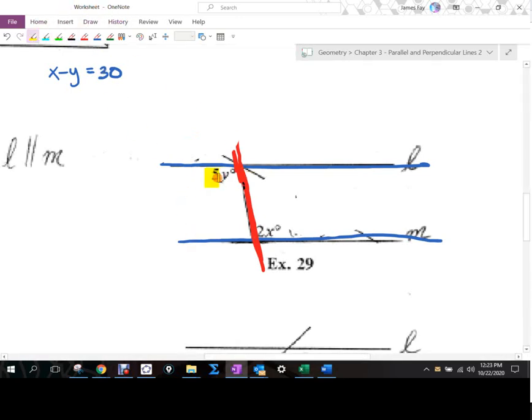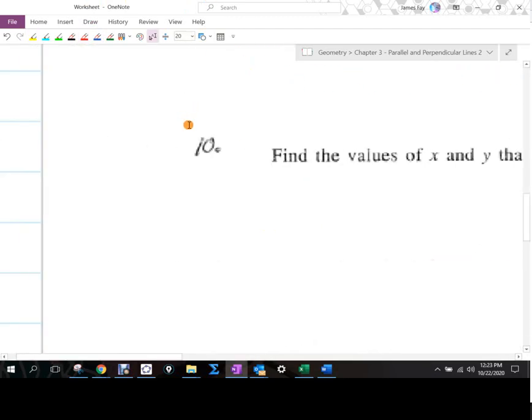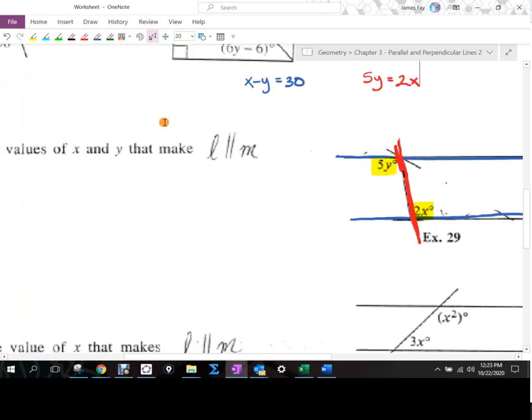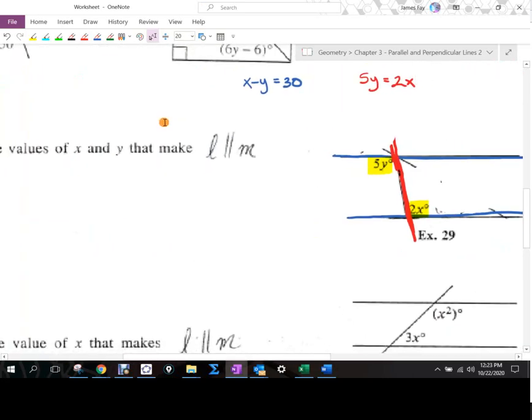What are you going to tell me about 5y and 2x? Alternate interior, so what's the relationship between them? They're congruent. So I say 5y is equal to 2x. Now, did either of those equations by themselves allow me to solve for x or y? No. So you've got some options here. Okay, I'm going to run through all the different ways we could do this.